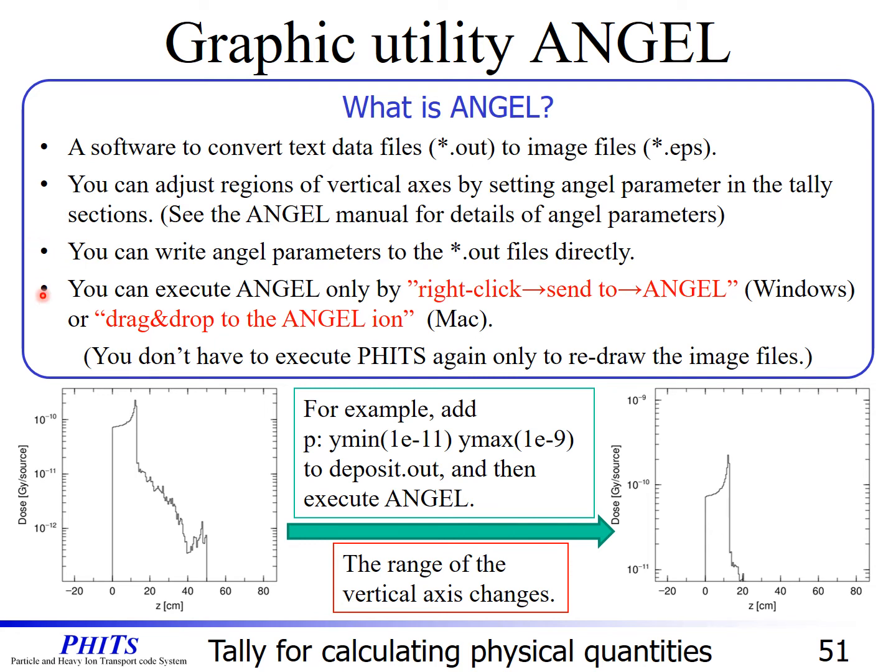You can execute Angel only by following method. So you don't have to execute PHITS again only to redraw the image files. For example, add p: /e min 1e-11, a max 1e-9 to deposit out, and then execute Angel. After that, the range of the vertical axis changes.